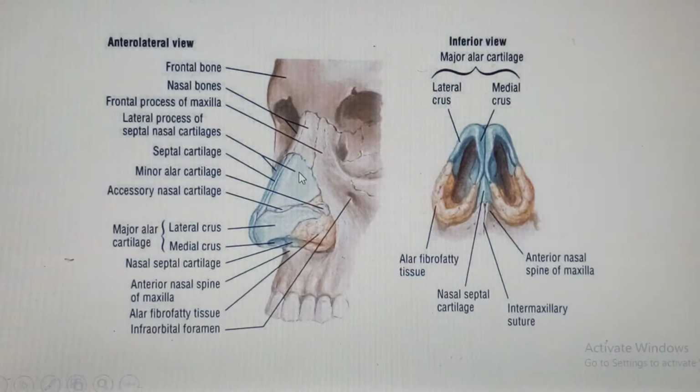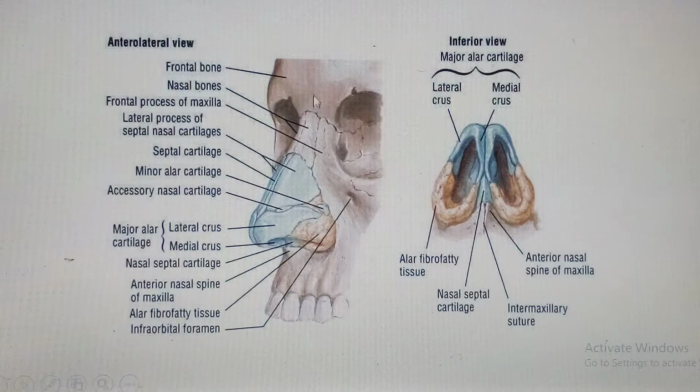Now the remaining portions are cartilages. On either side, laterally, we have what we call the lateral processes of the septal nasal cartilage. We have the nasal septum, and it gives off these lateral processes. So simply we can call them the lateral nasal cartilages.